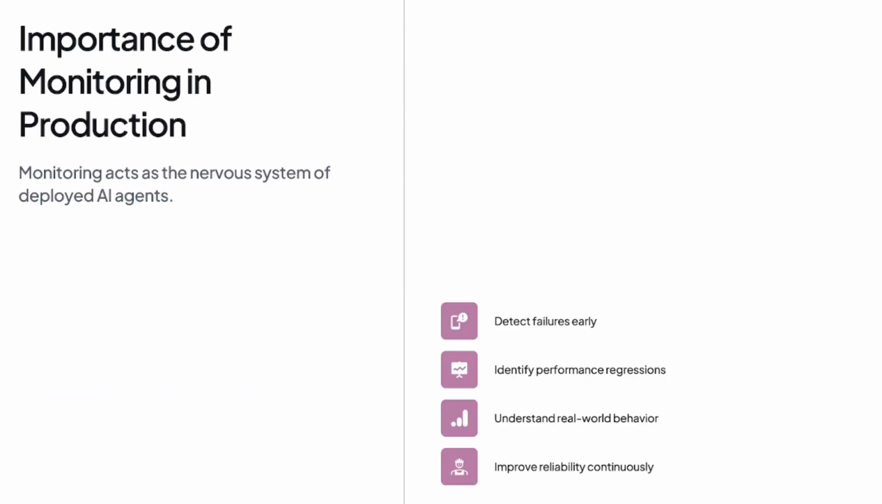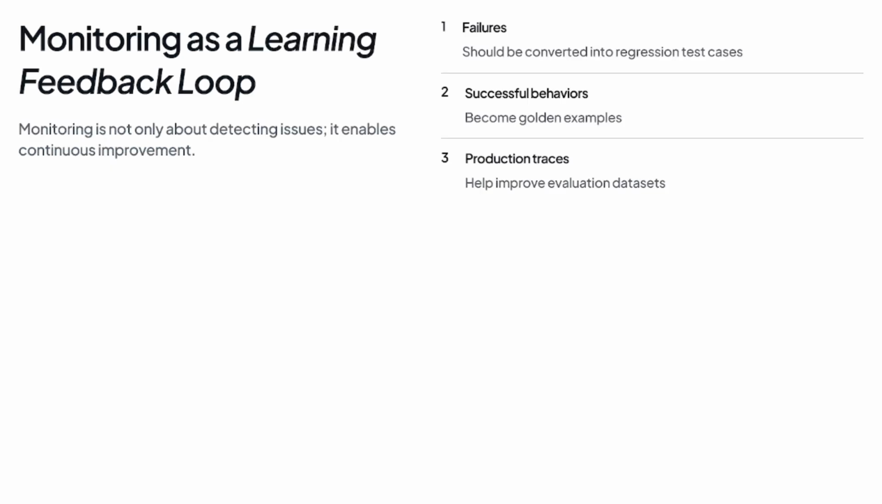The first slide says importance of monitoring in production. Monitoring acts as the nervous system of a deployed AI agent, okay? It helps you detect failure early, identify performance regression, understand real-world behavior, and improve the system continuously. So, monitoring as a learning feedback loop.